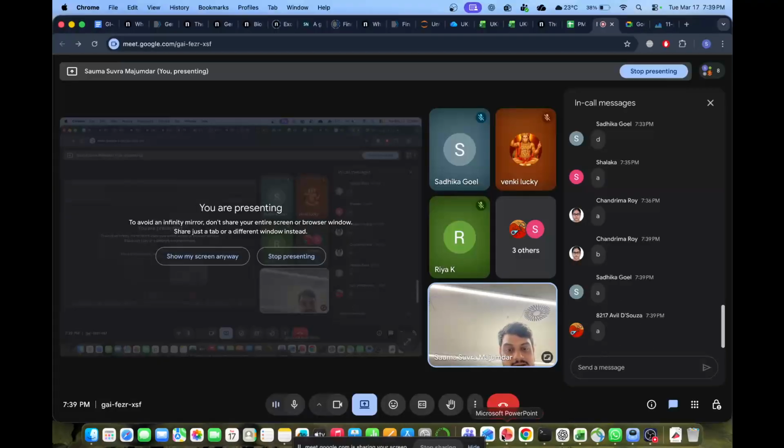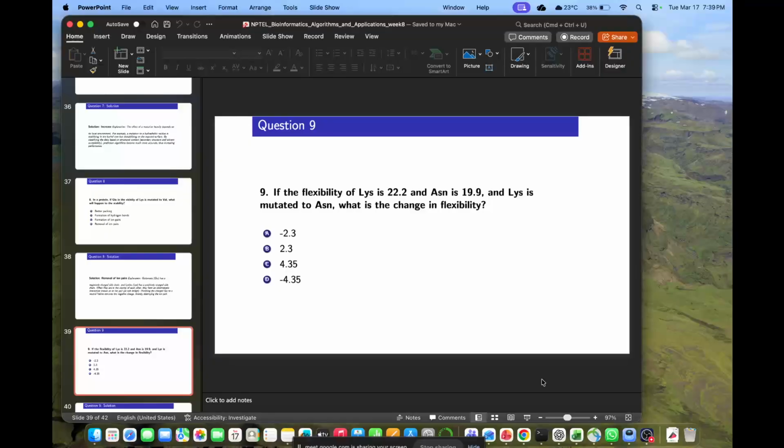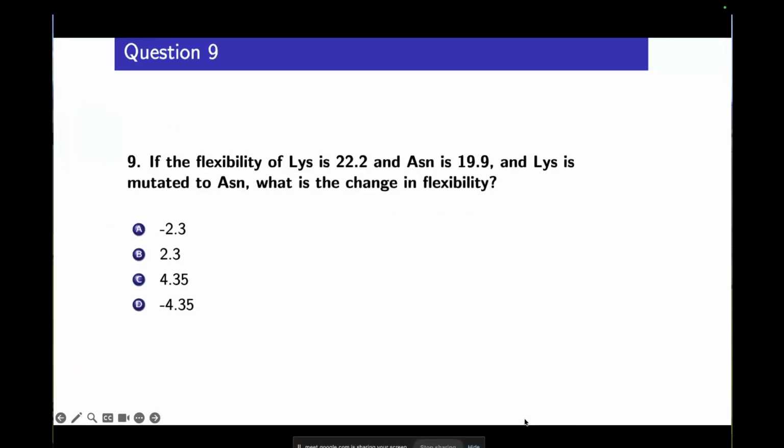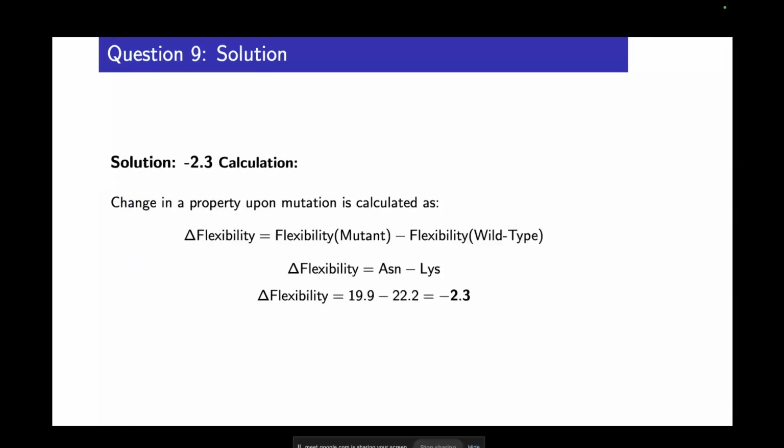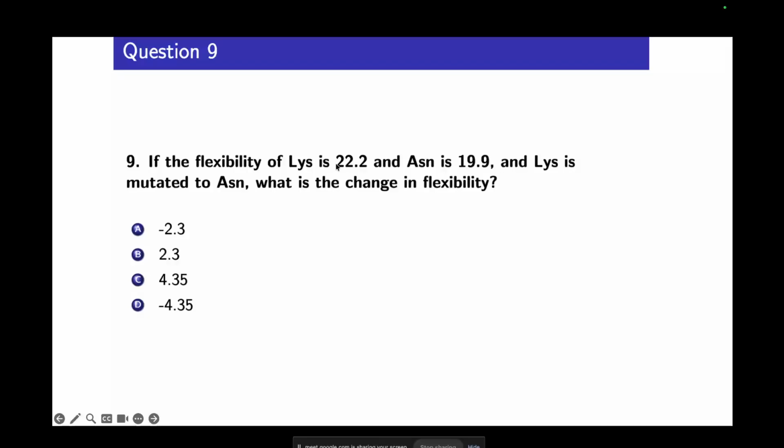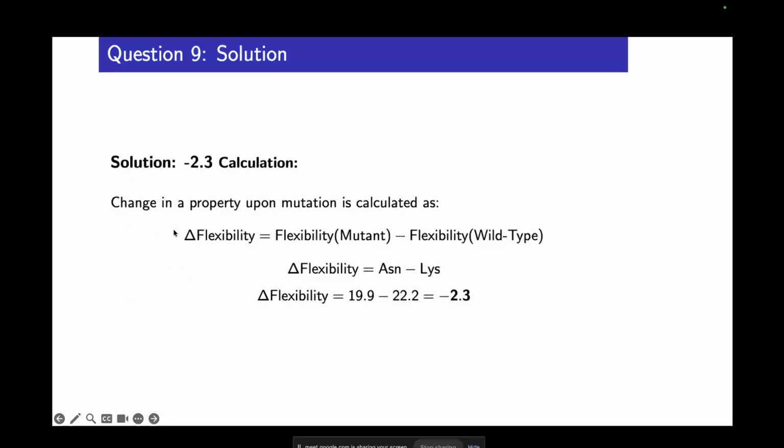So we have two A's, one B. Okay. The answer is A. It's going to be negative. It's basically final minus initial, mutant minus wild type. So 19.9 minus 22.2, not the other way around. I think someone answered a positive 2.3, but it will be negative 2.3 because final minus initial.